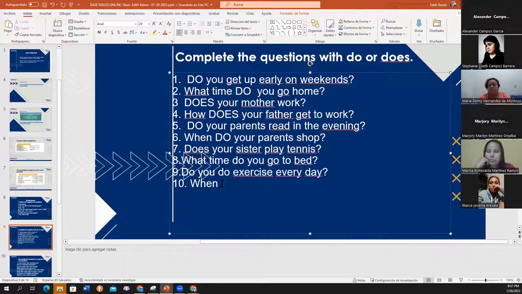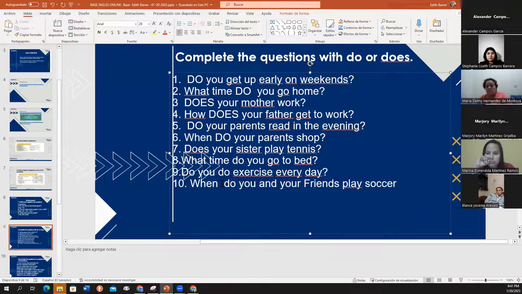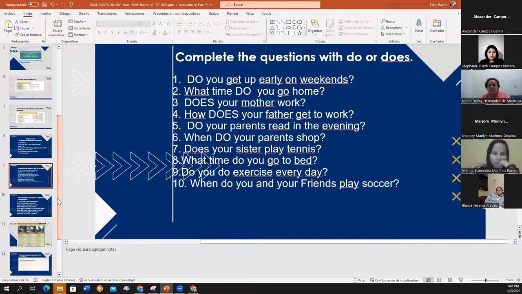Give me an example with when. When do you and your friends play soccer? Okay, good. Muy bien. I like it. I see that you have been studying, okay? Y ya saben cómo estructurar las oraciones. Muy bien.